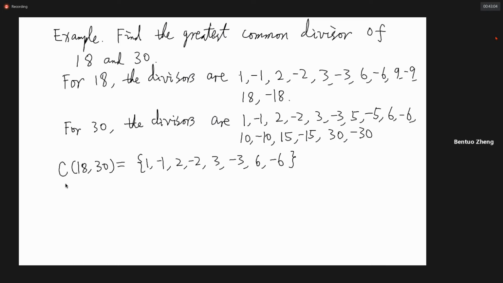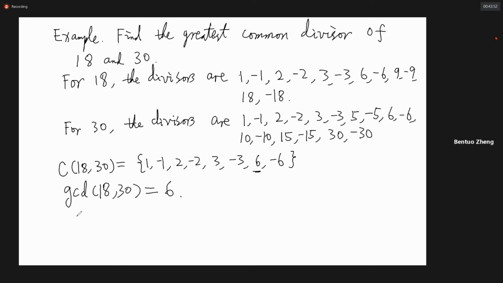Okay, so now what is the greatest common divisor of 18 and 30? So you can see, well, 6 is the largest. 6. Well, of course, to find the greatest common divisor, you may also just need to list all the positive common divisors because the divisors always appear as pairs. You have a positive divisor, then you also have a negative divisor. But since you are finding the greatest common divisor, you always choose the positive one.